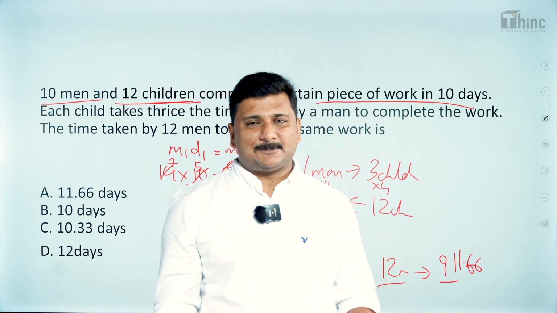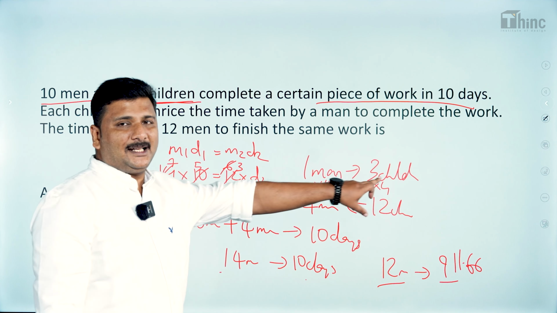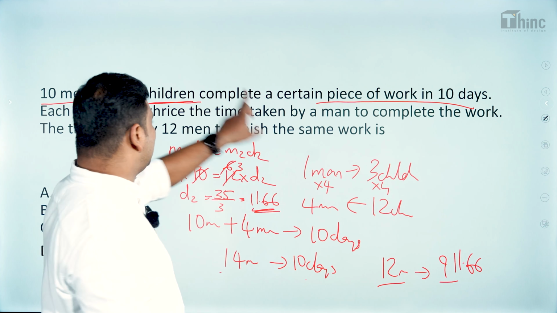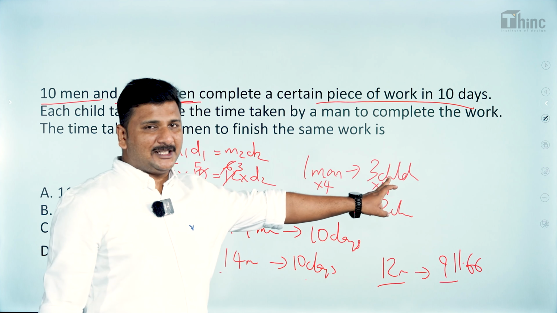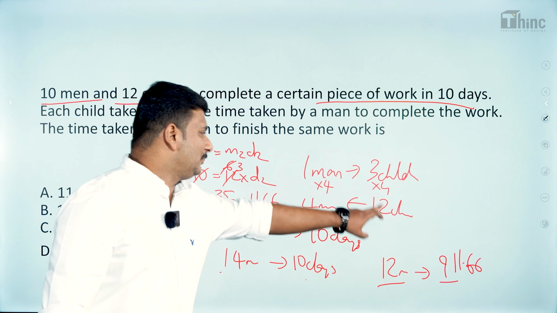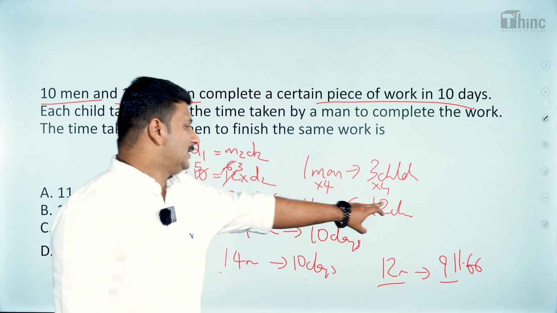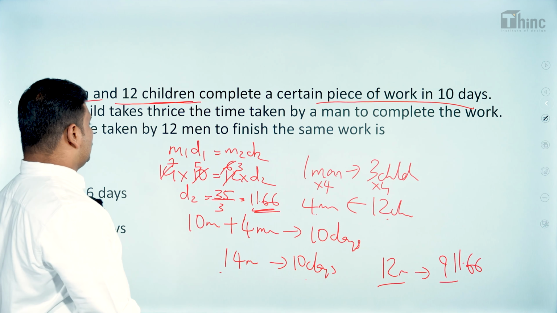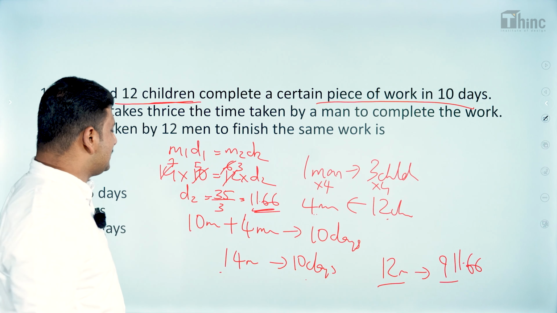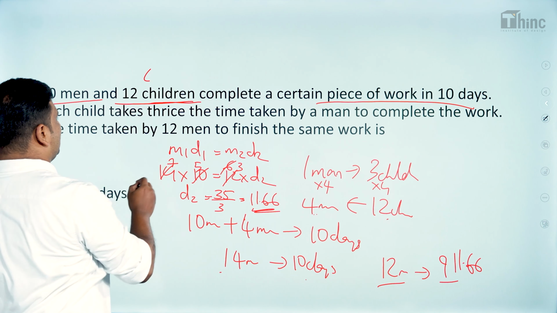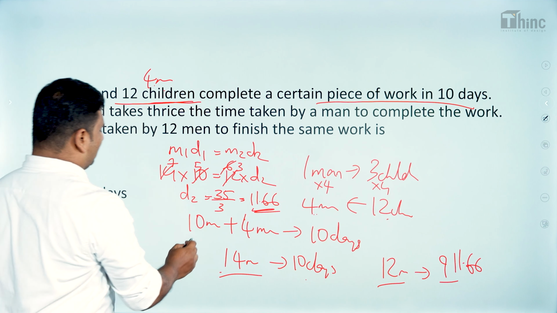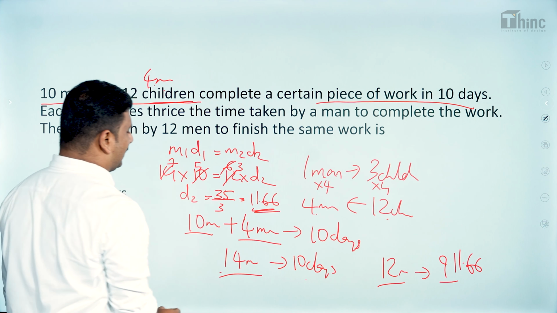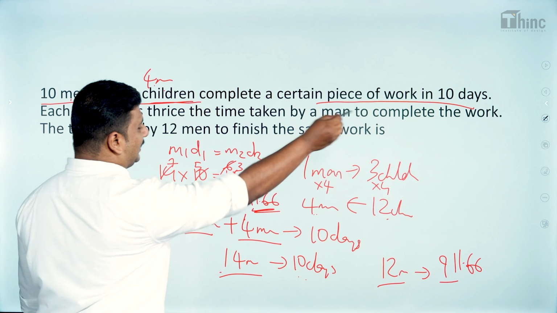So I'll just quickly explain this one more time. We know that one man is equal to 3 children because a child takes thrice the time taken by a man. So to replace one man, we have to send 3 children. One man is equal to 3 children means 12 children is 3 into 4, so we have to do 1 into 4, 4 men. So 12 children is equal to 4 men. So 10 men plus 12 children means 10 men plus 4 men, which is 14 men, and they can finish a work in 10 days. Now, 12 men can do the same work in how many days is the question.